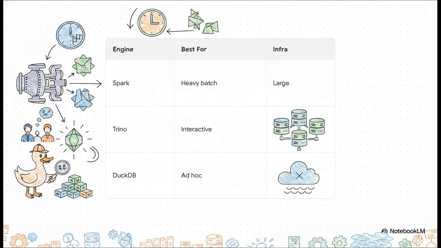So, the data is transformed. Great. Now, how do we query it? Well, you have to choose the right engine for the workload. For your really heavy, large-scale, scheduled batch transformation jobs, Apache Spark is your absolute powerhouse, though it does require a large cluster. For incredibly fast interactive exploration across your whole organization, Trino is a fantastic engine running on a dedicated cluster. But then there's DuckDB, and DuckDB is absolutely perfect for ad hoc analytical queries directly on those Lakehouse files.